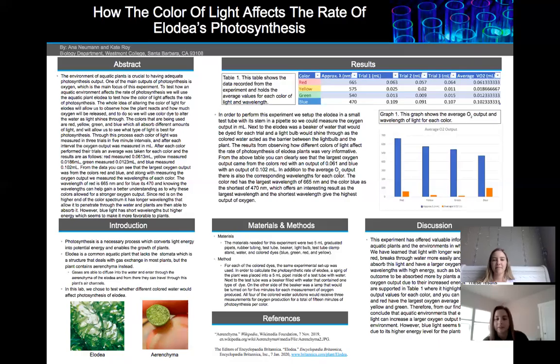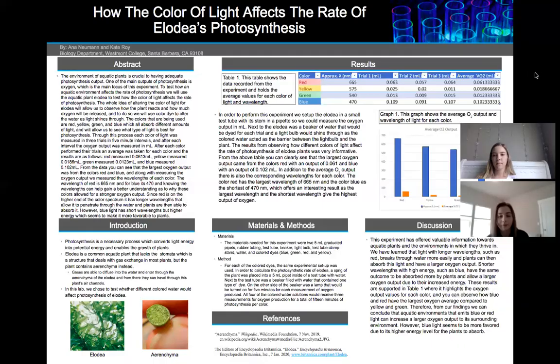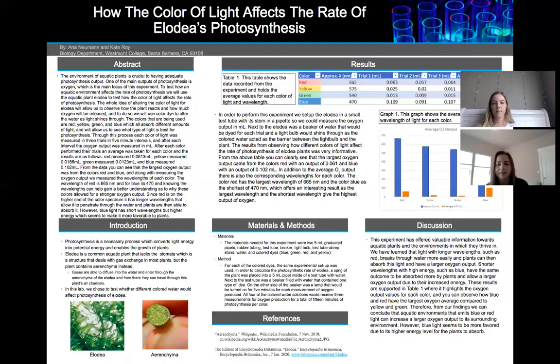Going into the discussion section, this experiment offered a lot of valuable information towards aquatic plants and the environments in which they thrive. Basically, a plant that has more red light or blue light in its environment is going to produce a lot more oxygen output into its surroundings and have an overall better thriving of photosynthesis for itself and throughout its life cycle.